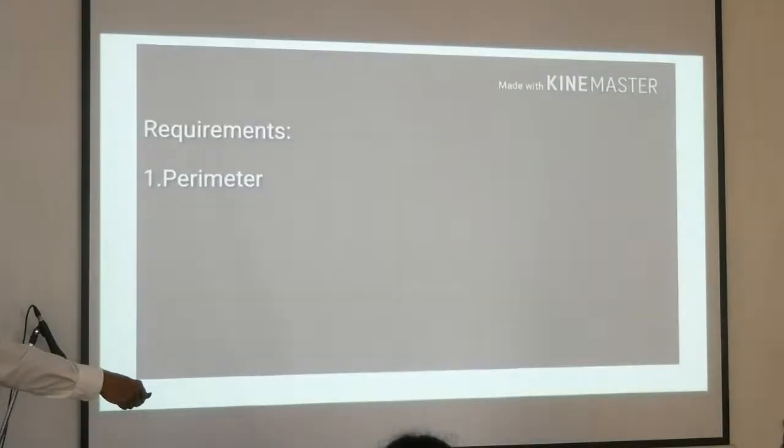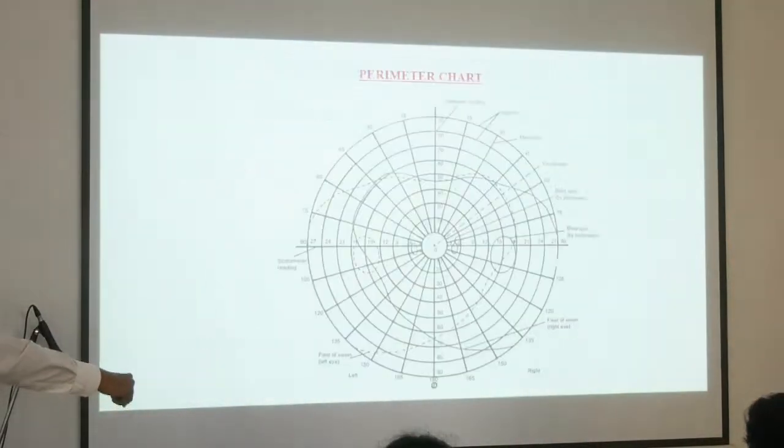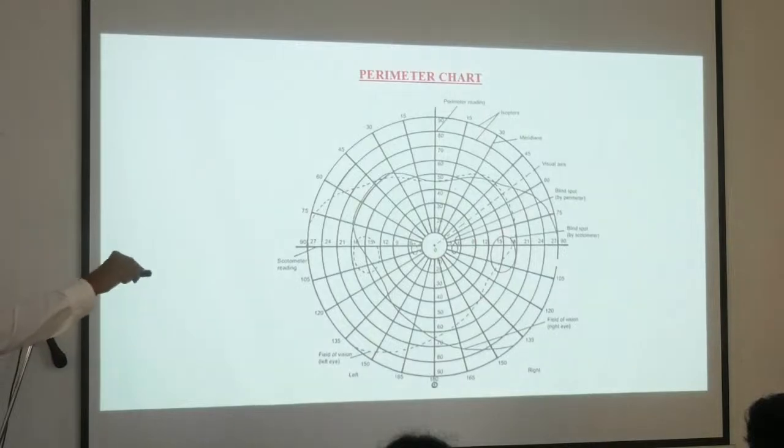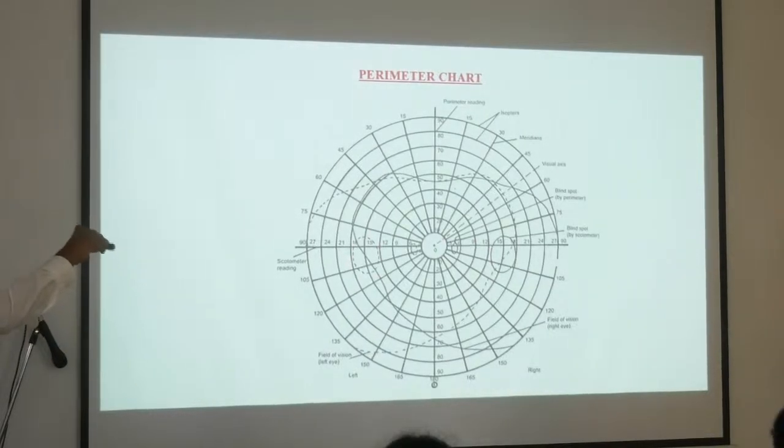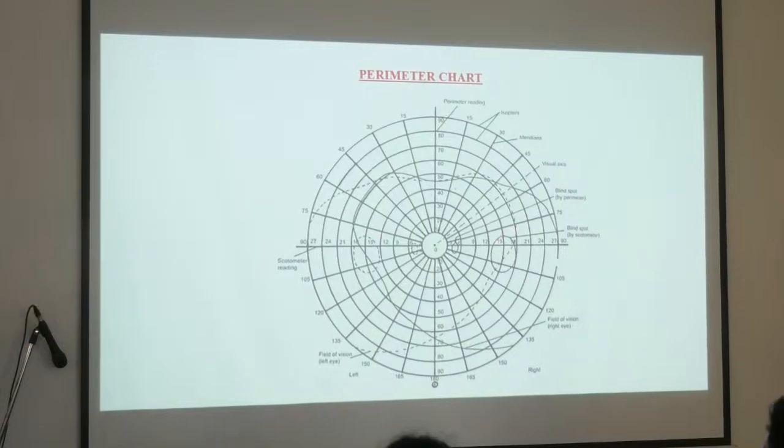So you see the blind spot here. Here is the blind spot for the left eye, and here is the blind spot for the right eye. In this area nothing is visible.